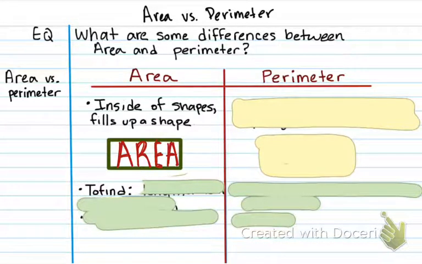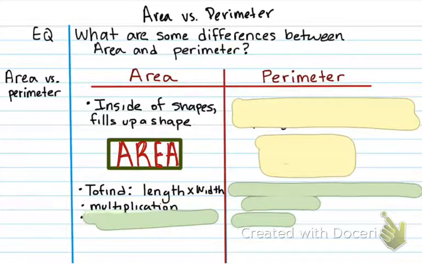To find area, we always have length times width if we're dealing with something as a quadrilateral, something like a square or a rectangle. Okay, we do multiply the length times the width, so here we would have the length and the width and multiply those sides together to get the area.